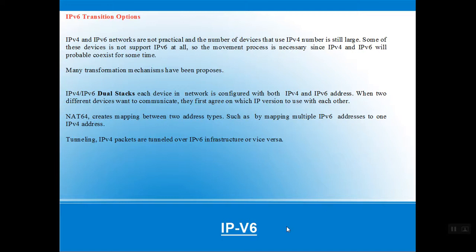So we have IPv4 and IPv6, and we have dual stack in each device. As you know, dual stack is a network that is configured with both IPv4 and IPv6 addresses, and NAT64 to create a mapping between the two address types. So let's understand it more briefly.